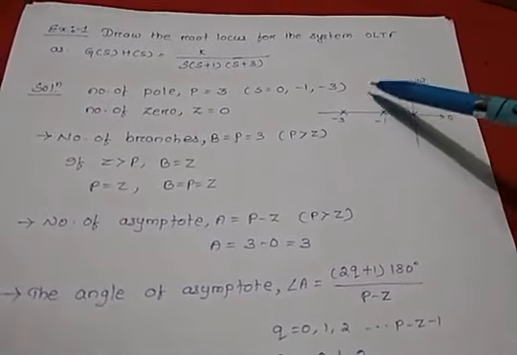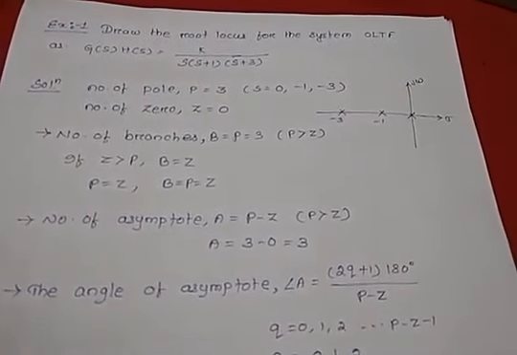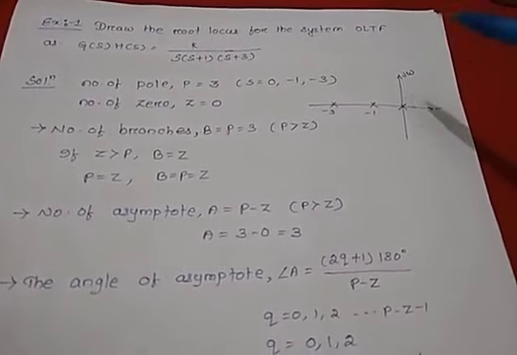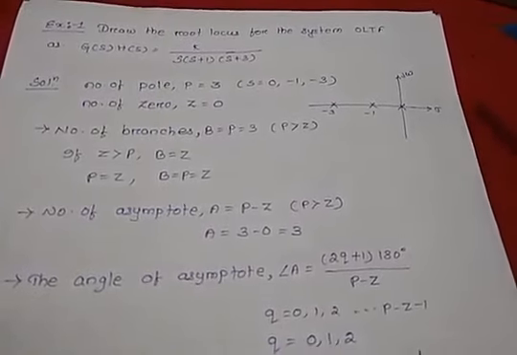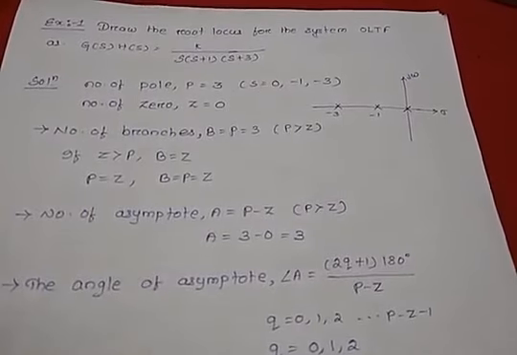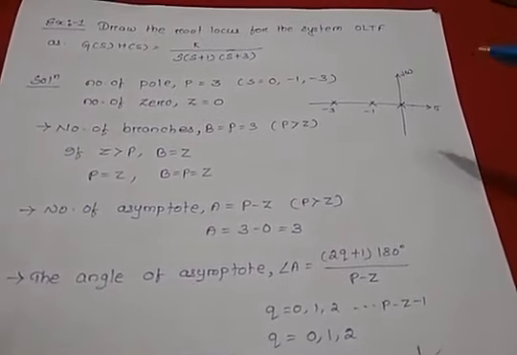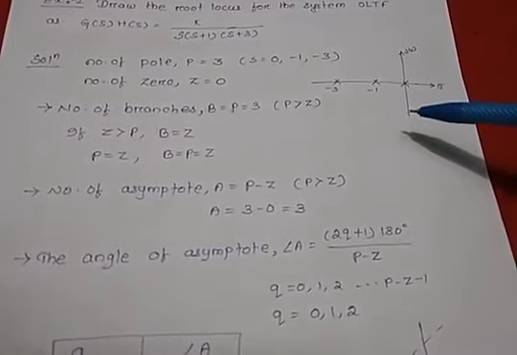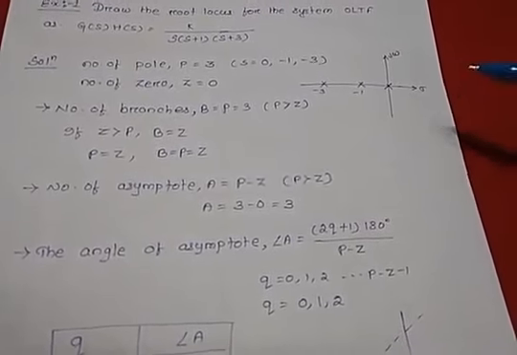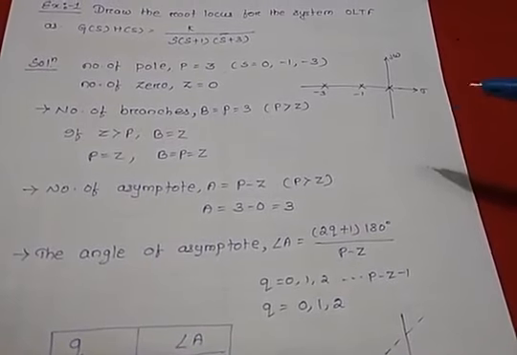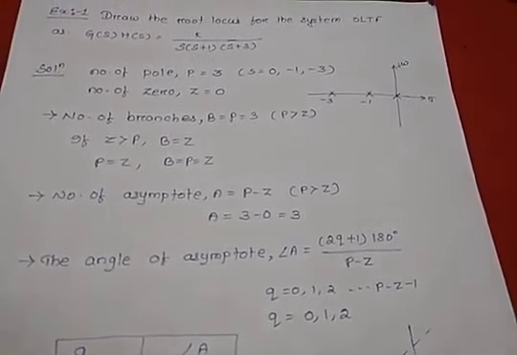As we discussed earlier, if we have no complex pole or zero, we don't need to find the angle of departure and angle of arrival. We simply find the number of branches, asymptote angle, centroid, breakaway point and intersection point. With this help we can draw the root locus.